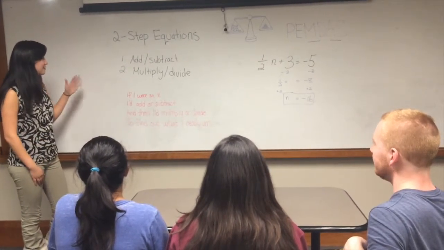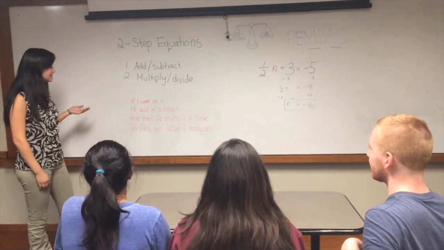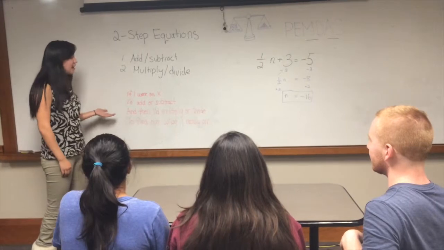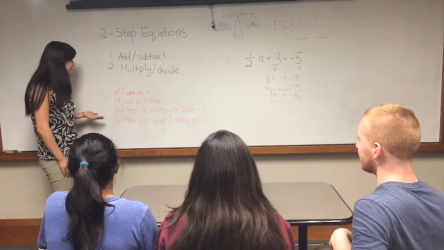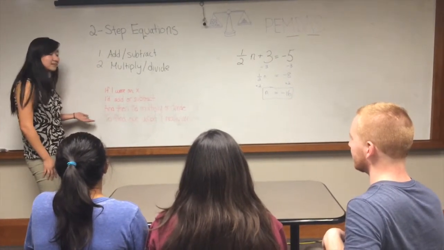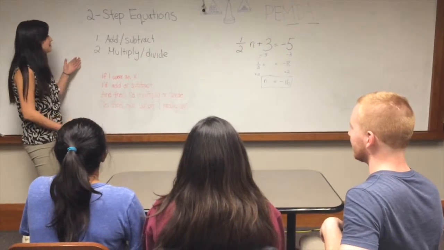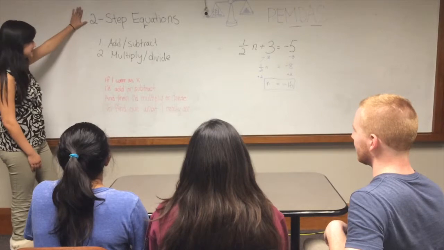If I were an X, I'd add or subtract, and then I'd multiply or divide to find out what I really am. So this is to help you remember the 2 steps to solving two-step equations.